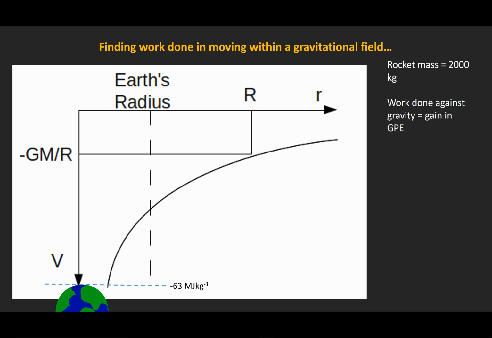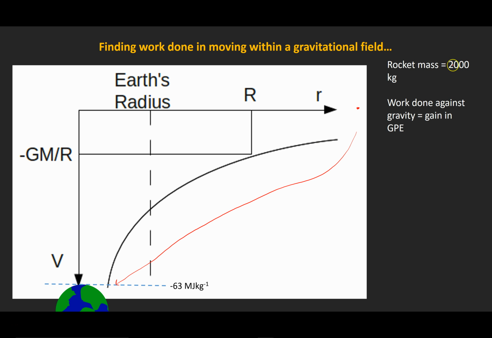Here at the surface of the Earth, the gravitational potential is about minus 63 megajoules per kilogram. That means if I wanted to bring an object from infinity to the surface of the Earth, gravity would have to do 63 megajoules of work on it to bring it to the surface of the Earth. Or, rather, if I wanted to get an object of 1 kilogram from the surface of the Earth to infinity, I would have to put in 63 megajoules per kilogram to get it to infinity.